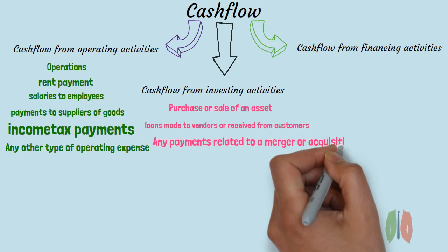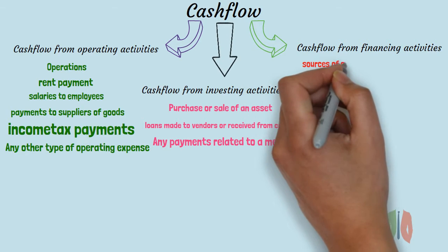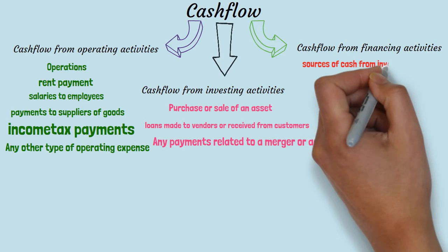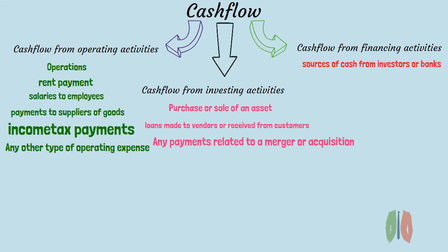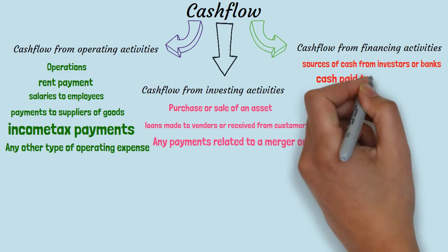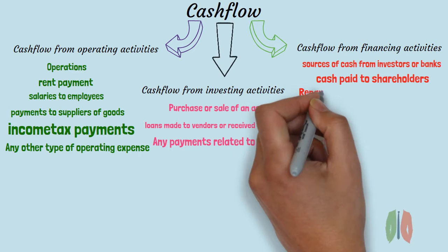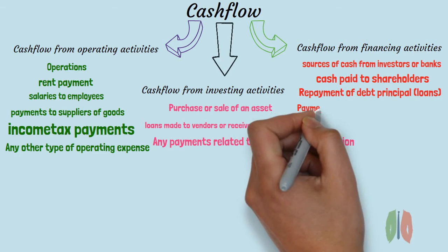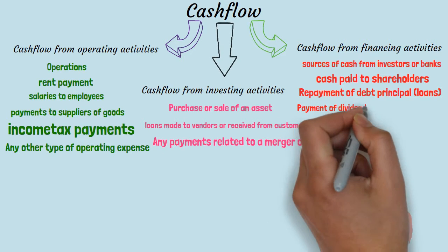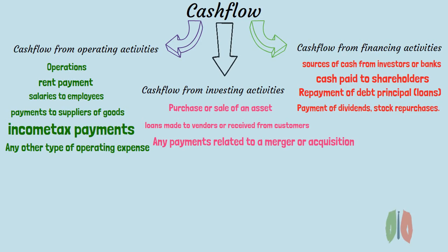And the next, cash flows from financing activities. This section measures the flow of cash between a company and its owners and creditors. So if a company has negative numbers in financing activities, it means the company is servicing a debt or the company is paying dividends to its stakeholders. It includes sources of cash from investors or banks, cash paid to shareholders, payments of dividends, payments of stock repurchases, and repayment of debts. All this will be coming under the financing activities.